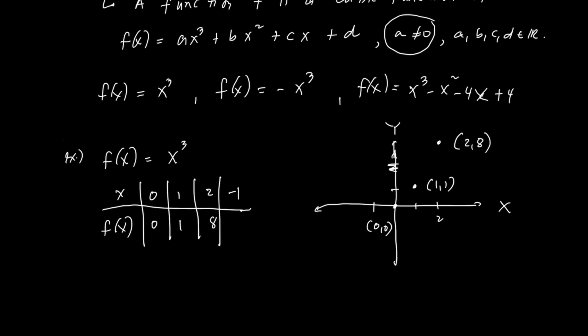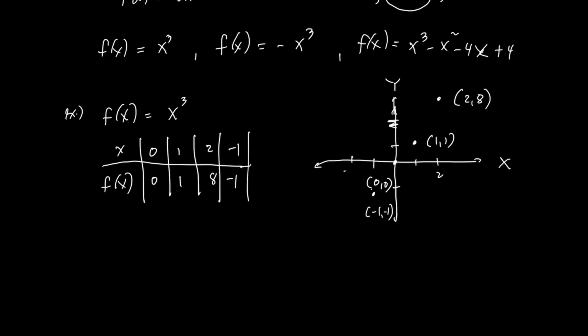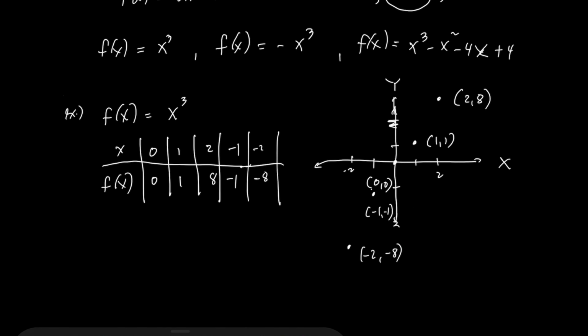When x is negative 1, our f of x is negative 1. So here, that's negative 1, negative 1. Then when x is negative 2, our f of x is negative 8. So somewhere here, that's negative 2, negative 8. Then you can connect the points.